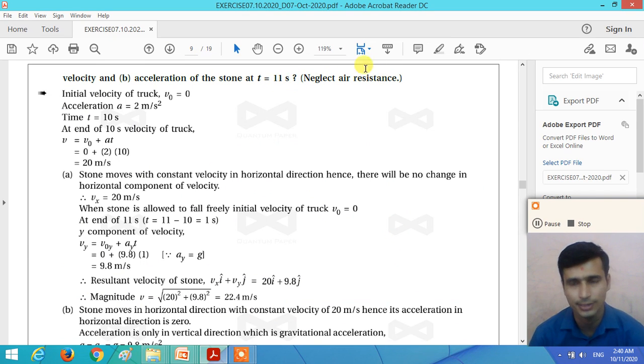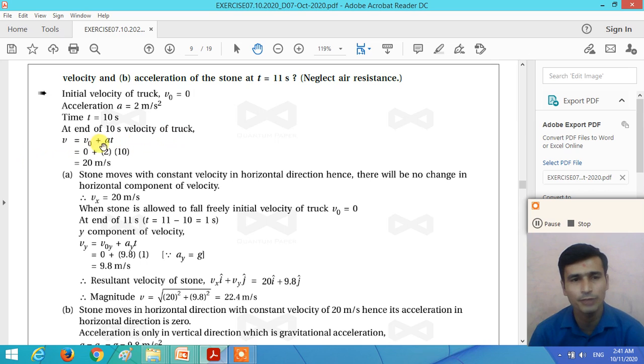Neglect the air resistance. So here the truck is starting from rest. That means the initial velocity of the truck is 0, right? Here the initial velocity of the truck v0 is equal to 0 and it is moving with uniform acceleration, meaning constant acceleration a is equal to 2 meter per second square. First of all, we need to calculate the velocity of the truck at the time t equal to 10 second, which can be easily calculated with the help of the first equation of motion.